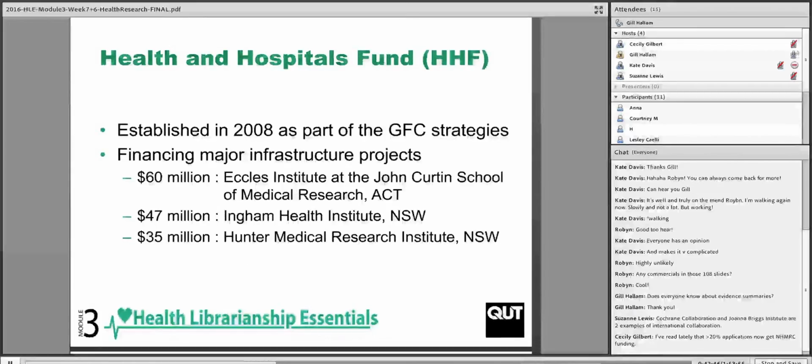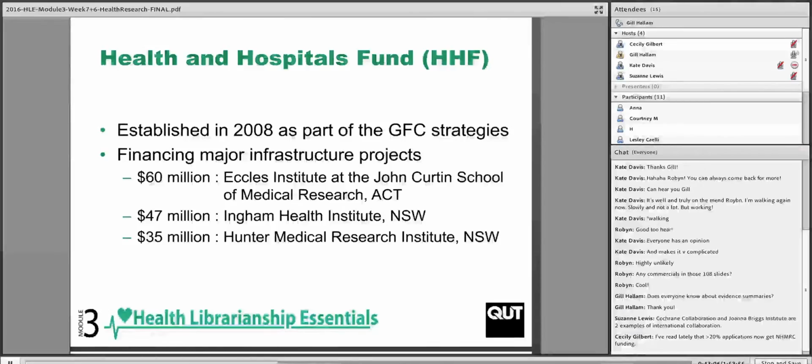I mentioned before the infrastructure. This is just here to give you a bit of idea of how important that is as well. It was set up in 2008 as part of the GFC strategies, so investment in building, and a number of major infrastructure projects benefited from that, as you can see, across the country.